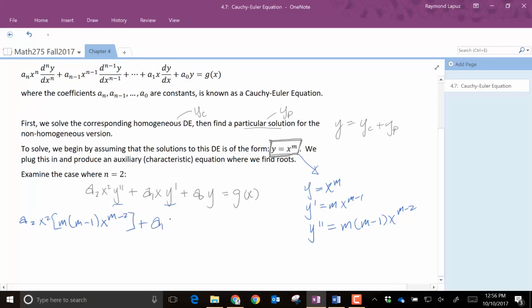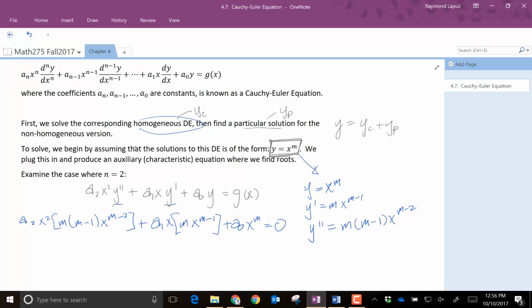a sub 1 x, and then the y prime that we found was m x to the m minus 1, and then a sub 0 x to the m. What we're going to need to do is find the homogeneous part. So we're going to first take a look at the homogeneous portion of this to find our y sub c.